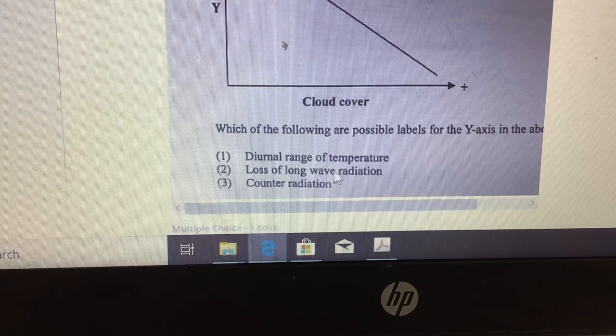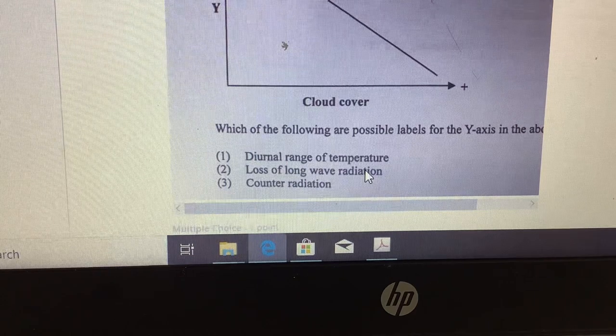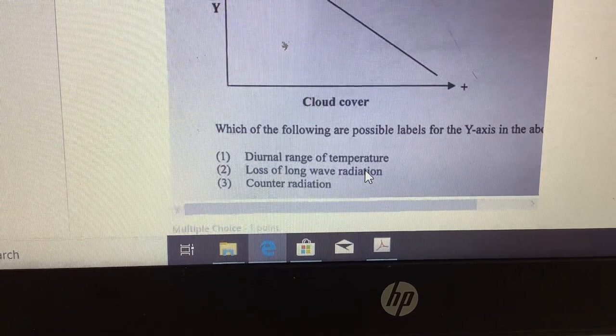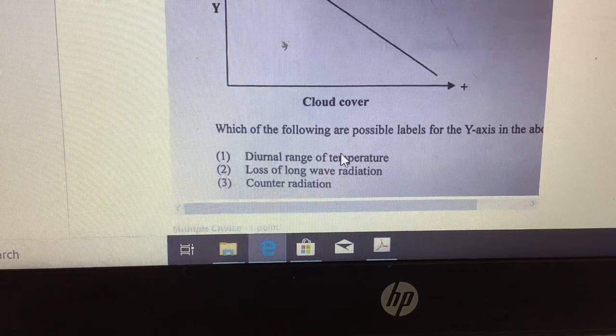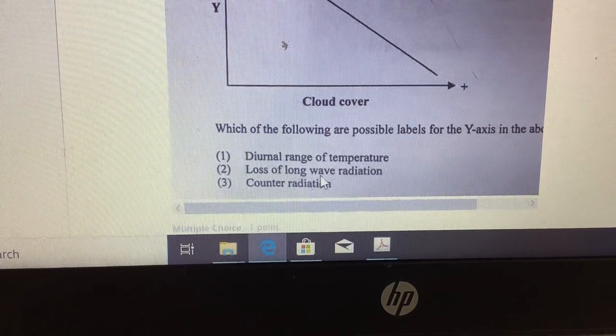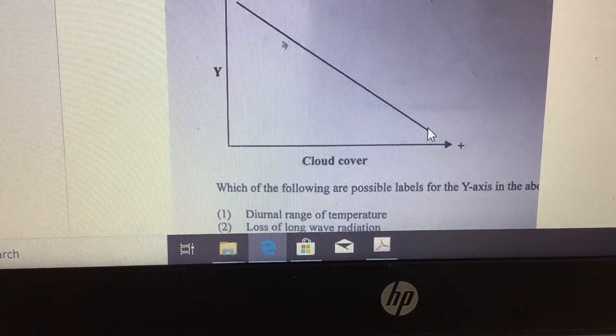Loss of long wave radiation is also right, because clouds trap the heat, as I have said before. If there is more cloud cover, more heat is trapped. So the loss of long wave radiation will be lower, so accordingly it should be a negative correlation.